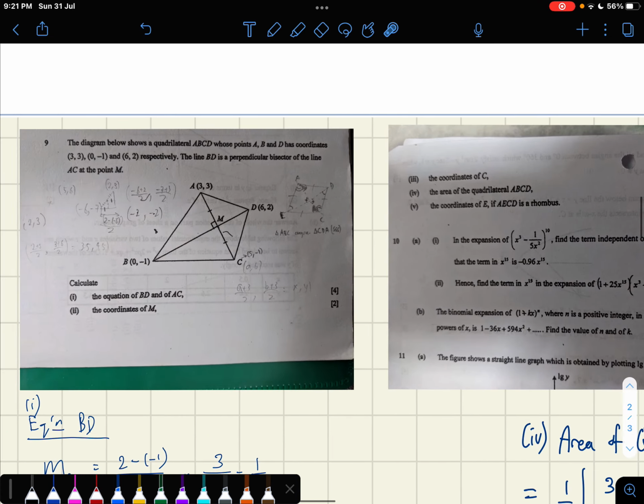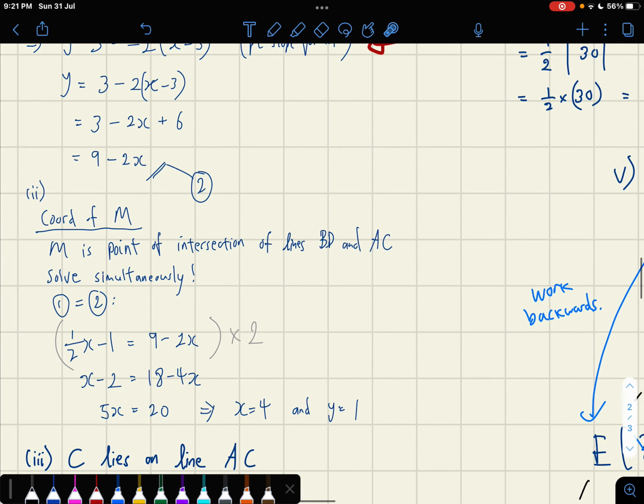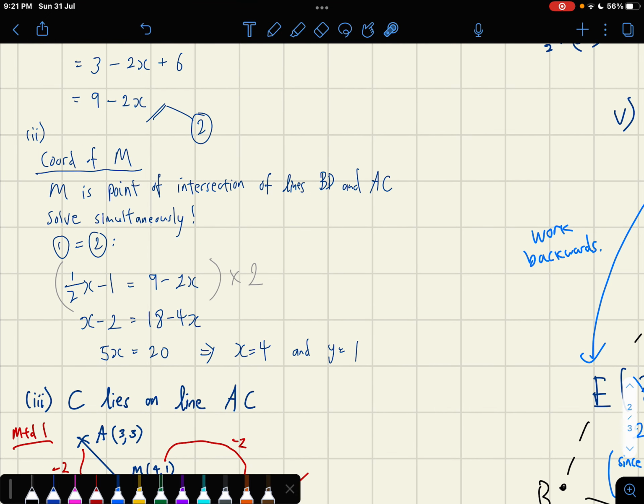Now how about part 2? For part 2, they need you to find the coordinates of M. So there are many different ways to find it. Here I'm going to introduce the midpoint theorem. Oh, sorry, that's for part 3. Let's focus on part 2 first. Part 2 doesn't require the midpoint theorem.